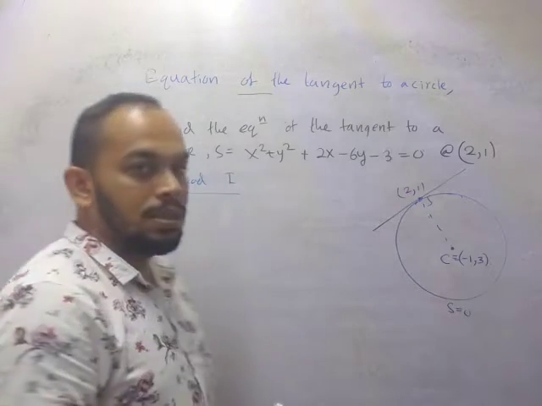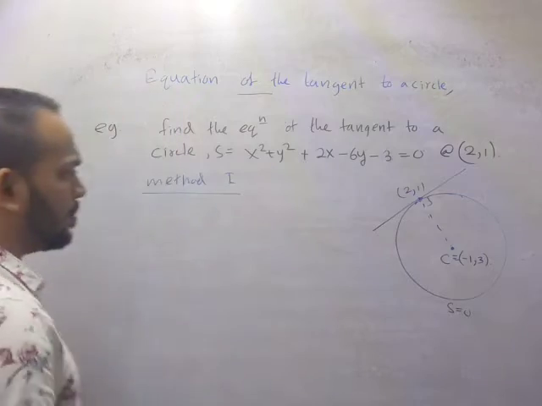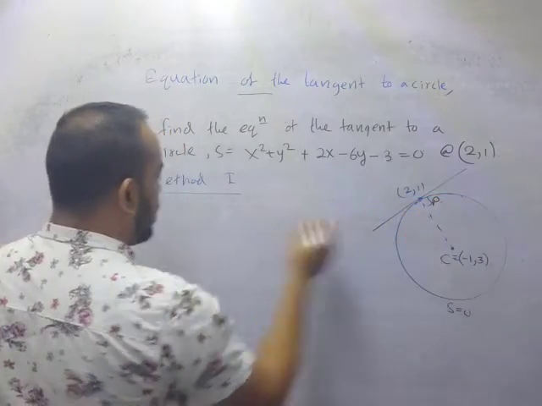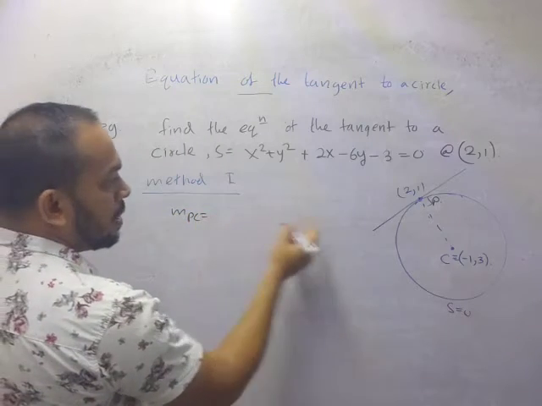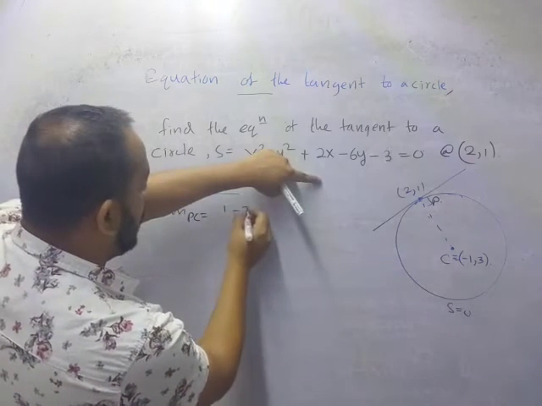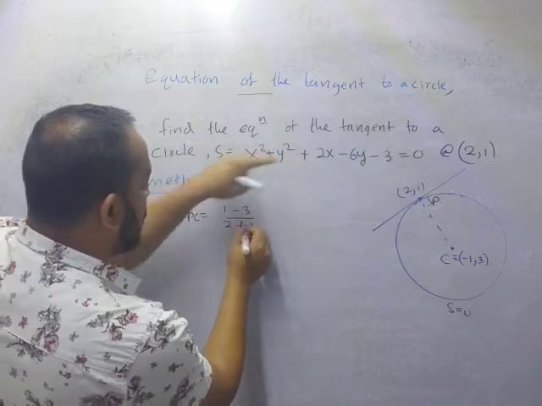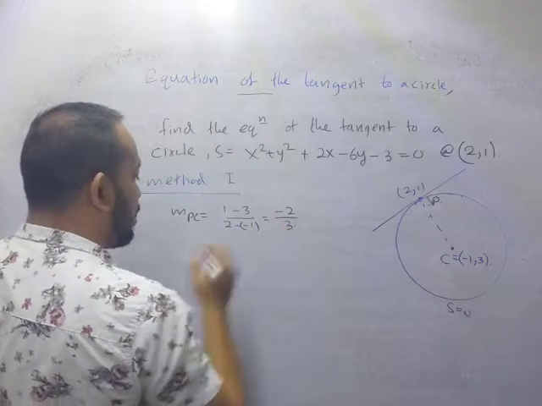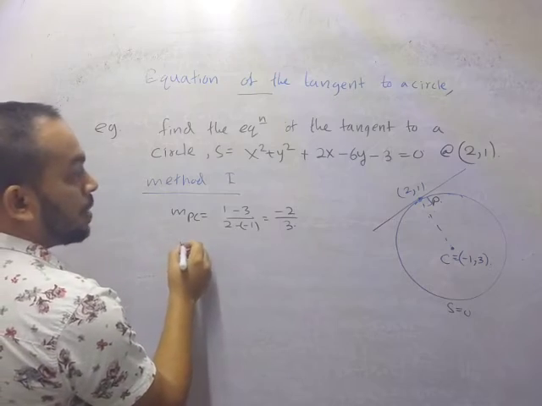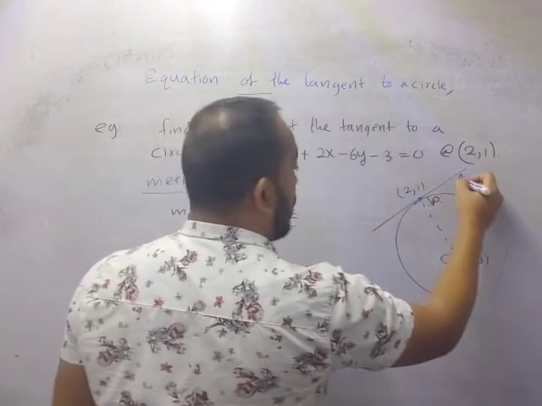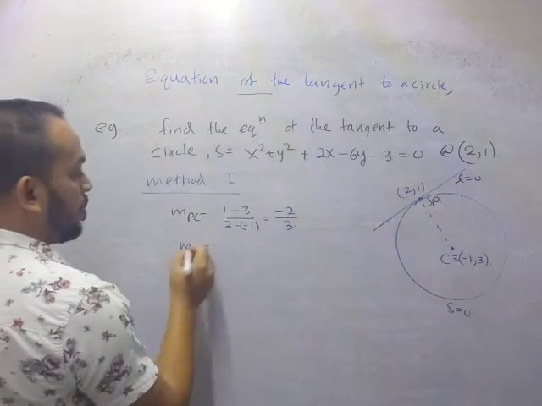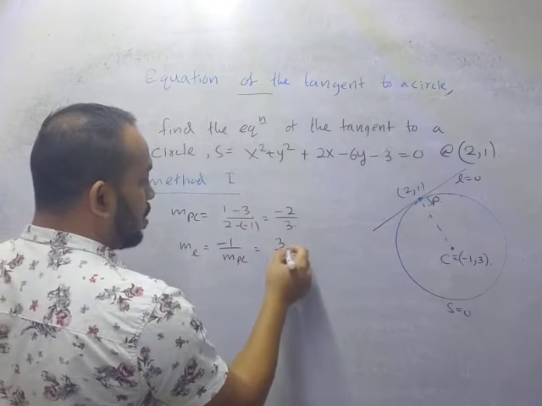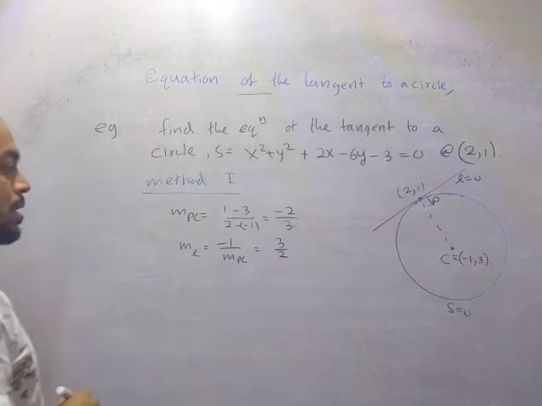So method 1. Since this is a numerical problem, we can reuse this method. So first find the gradient. Let's call this point P. Gradient of PC would be 1 minus 3 divided by 2 minus 1. This is minus 2 divided by plus 1, so minus 2. Therefore, gradient of, let's call this L equals 0, gradient of L must be minus 1 over m of PC. So this is the reciprocal with a sign change.